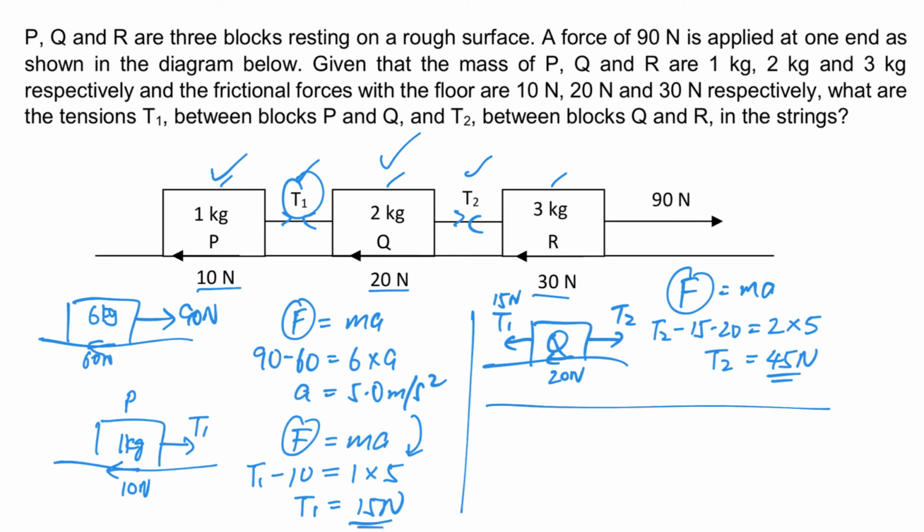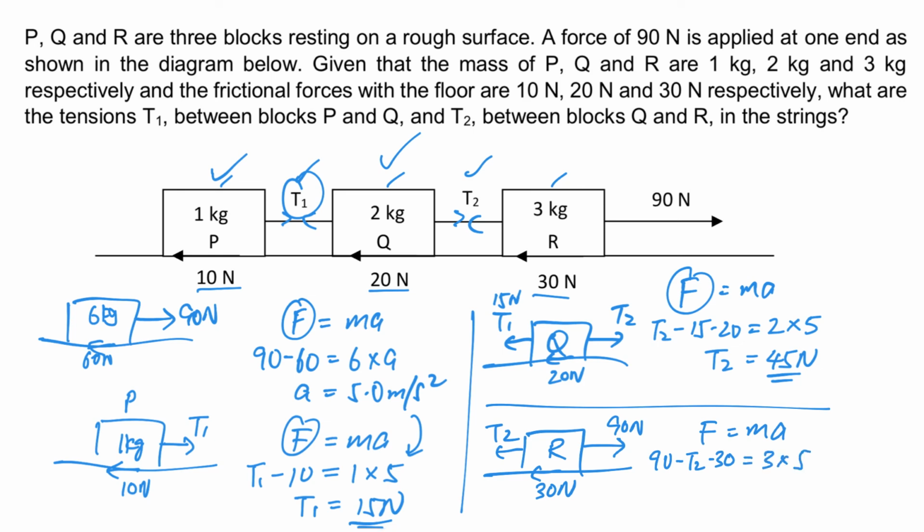Alternatively, if you want to use block R to find T2, you can also. So this will be the free body diagram of R, where the forces acting will be the 90 Newton, T2 to the left, and the frictional force of 30. So once again, I'll use F equals ma, and the resultant force will be 90 minus away T2 minus away 30 equals the mass of R, which is 3 kg, times the acceleration 5. So you'll get the same answer. T2 will be 45 Newton also. So that's how you solve this question.